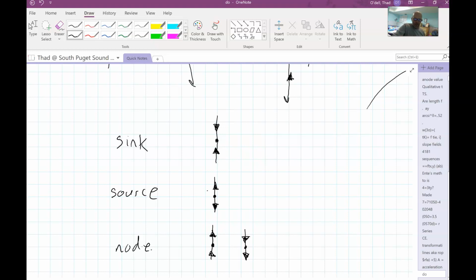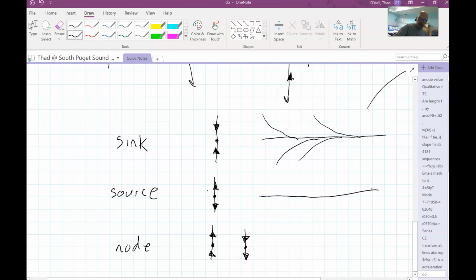But I don't think that's the best way to say it. It's better to think of the sink as everything going towards it, the source as everything going away from it, and then the node is the other ones. And just to draw a picture of what this looks like, if we have an equilibrium point and everything's coming towards it, then you get a picture of something like this. Multiple solutions are coming in like that. Everything's headed down towards the equilibrium point.